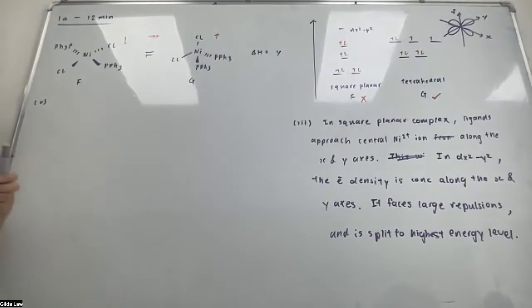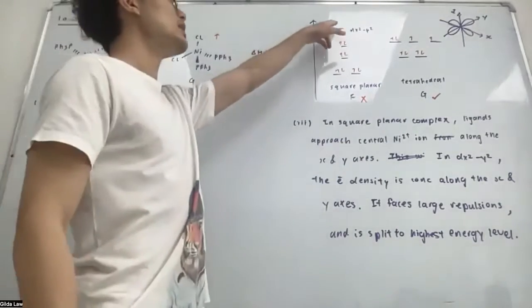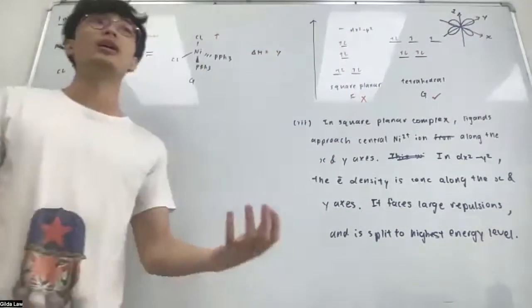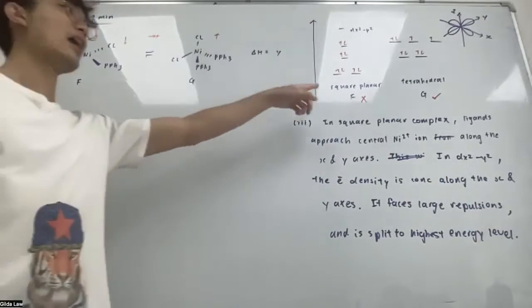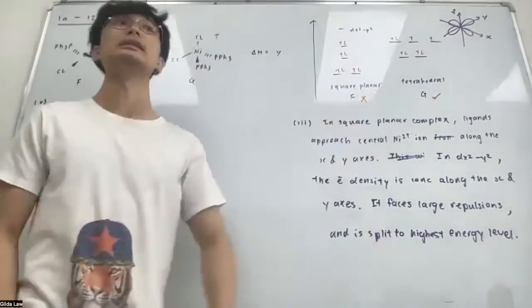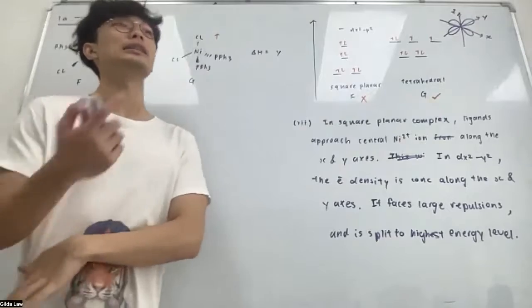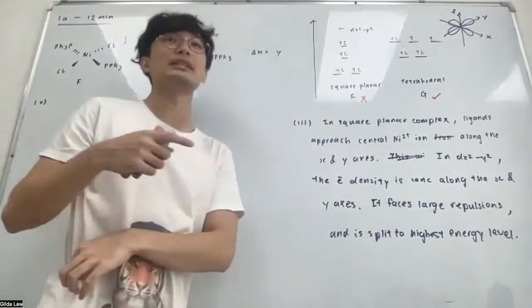Some of you may be asking me, why do you leave the highest orbital empty? Remember, guys, in the table, they mentioned that F and G have respective colors. In order to have colors, the electrons must do what first?